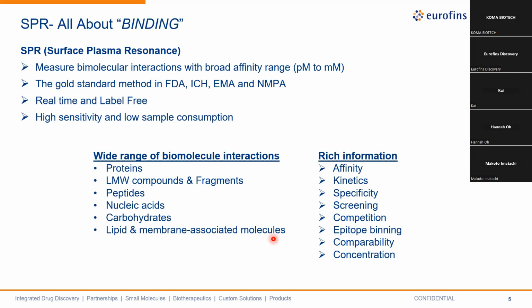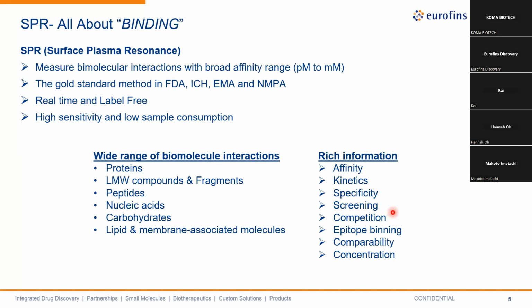And you can get lots of information. Obviously you can get the affinity information, which is how strong it binds. We usually present it as a KD. We'll show it later in detail. And also kinetics, on rate, off rate, that is how fast it binds and how fast it dissociates from the complex, from the target protein, and the specificity and screening.